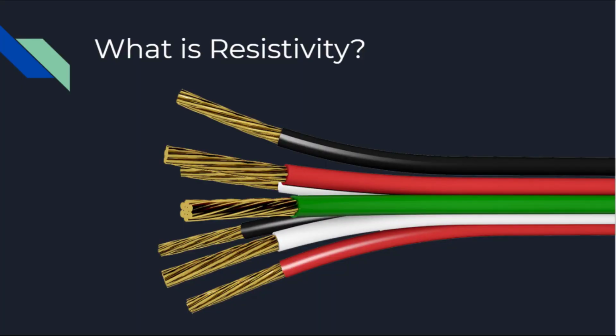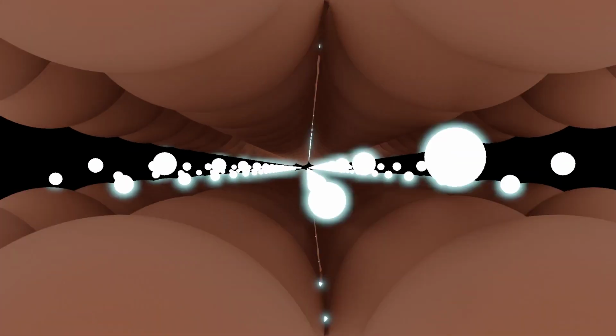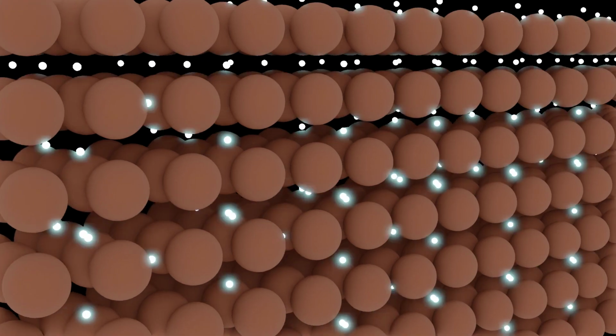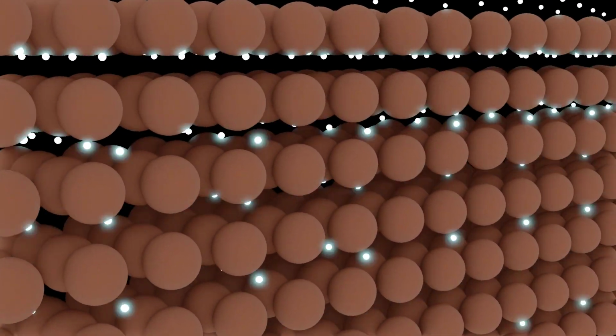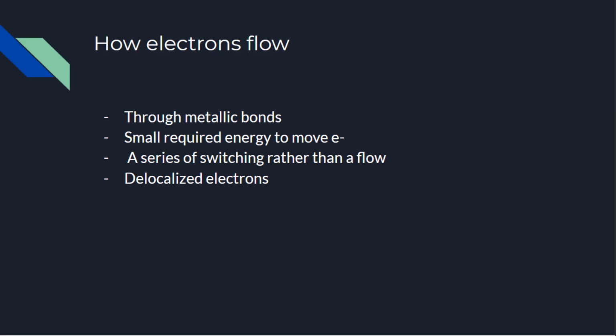First, let's get into what resistivity is. Resistivity is the inhibition of a flow of electrons. In order to really understand what that even means, let's look at how electrons flow throughout a wire. As you can see, electrons don't all move in one direction. They mostly move randomly, both backwards, forwards, up and down. They really are unpredictable.